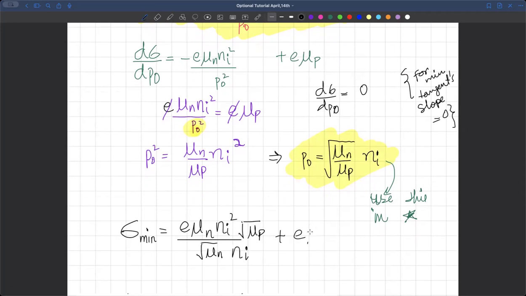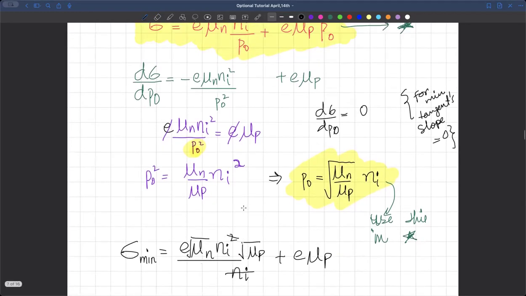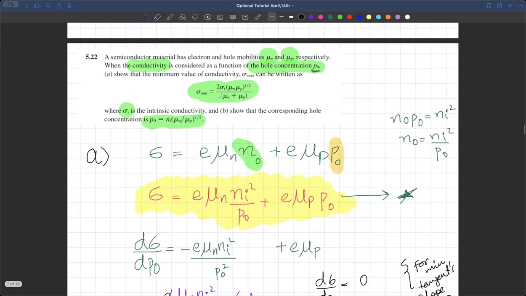Plus e mu p. So I can see that I'm doing it here because I don't see any space. So this is square, this is to the power one, this is to the power one over two. So simply getting rid of the square root here, and you will have a square root here, right? And you get rid of this thing. And what else do we have? Well, we wanted to give it the shape of this thing. Let's see if we can get that. So we want to.